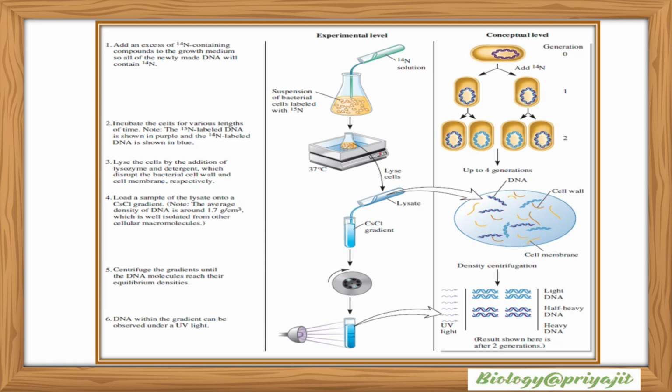Note the average density of DNA is around 1.7 grams per cubic centimeter, which is well separated from other cellular macromolecules. Centrifuge the gradient until the DNA molecules reach their equilibrium densities. The DNA within the gradient can then be observed under UV light.